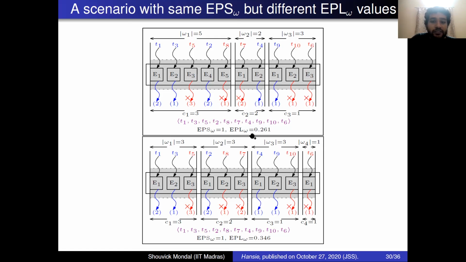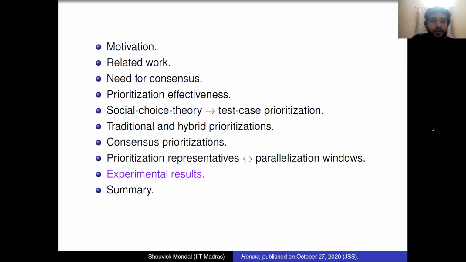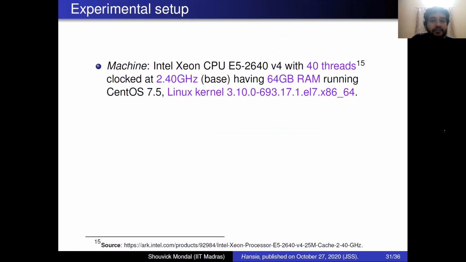So this EPL has just shot up from 0.261 to 0.346. So this 5, 3, 3 gives us a better correlation in terms of load balance. So this is the EPL metric. Now let's move on to the experimental results. So we had these experimental results.